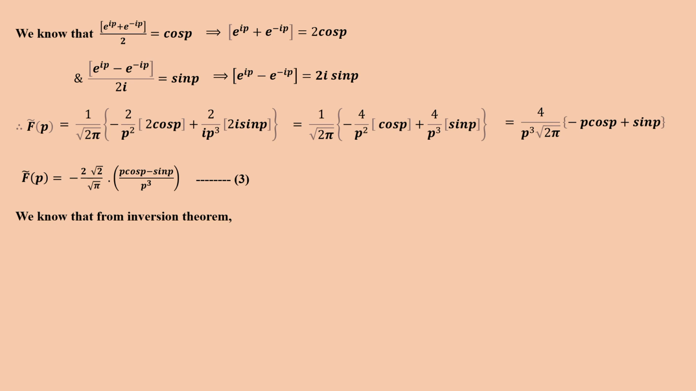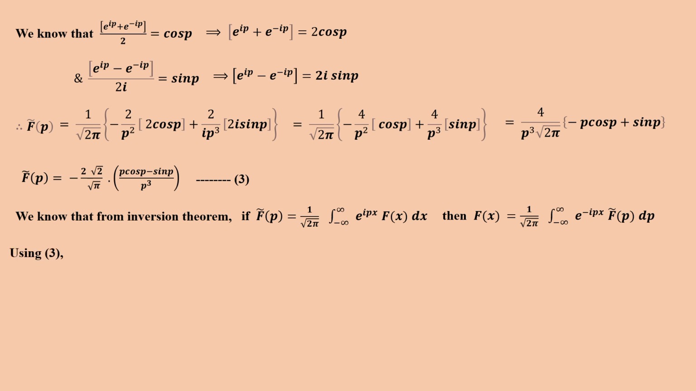We know from the inversion theorem, the inverse formula, f bar of p is equal to 1 by root 2 pi integral from minus infinity to plus infinity e power ipx f of x dx. Then using the inversion formula, f of x is equal to 1 by root 2 pi integral from minus infinity to plus infinity e power minus ipx f bar of p dp.